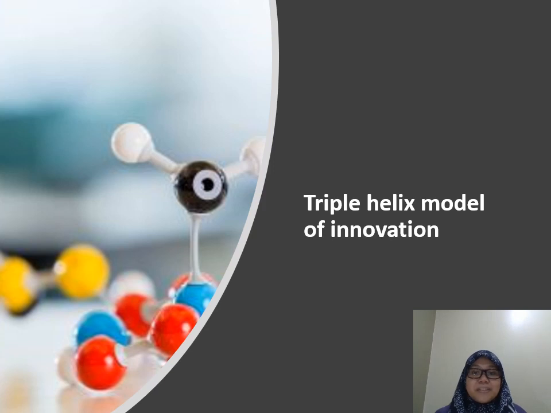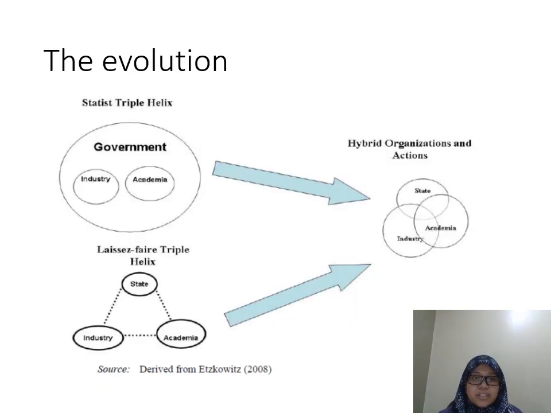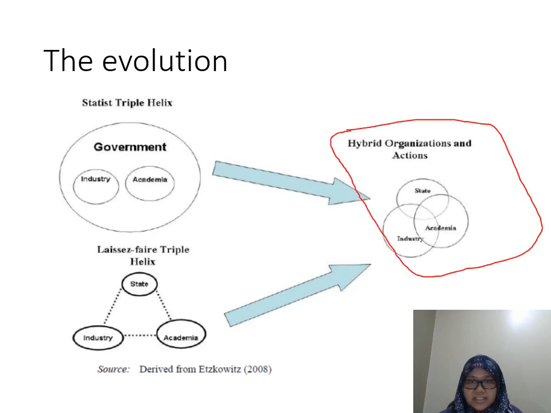Next is the triple helix model of innovation. If you're a biology student, triple helix is not an alien term for you, because you know this as a DNA structure. We're going to have a diagram of a DNA structure later. So let's start with the evolution of this model. At the moment, the final evolution results in the hybrid organization and actions. But previously, we had the statist triple helix and also the laissez-faire triple helix. If you learn French, you know it's called laissez-faire.